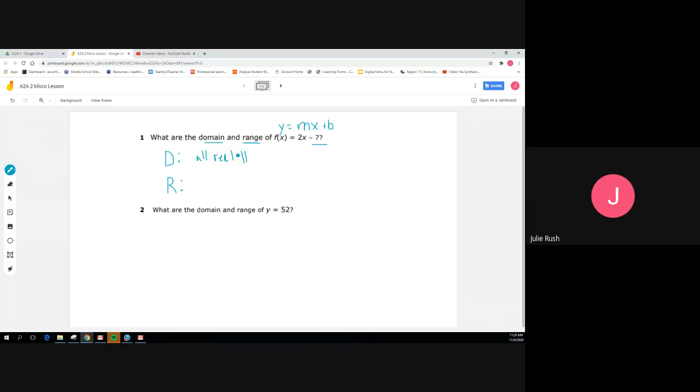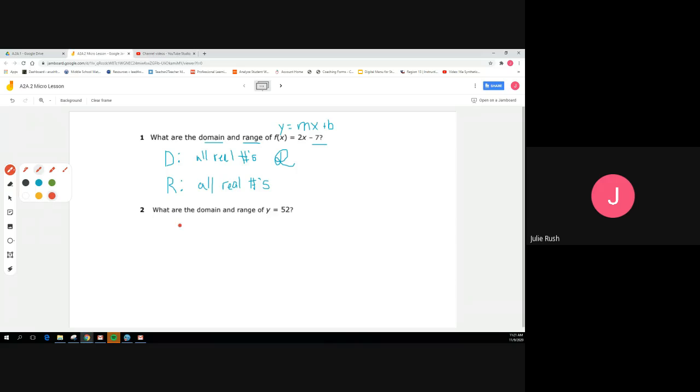You might also see a really fancy R, kind of like that. Sometimes they do that for all real numbers, or they do it in cursive, but all real numbers would be your answer for both your domain and your range, because this is a linear function that is extending infinitely in both my x-axis direction and the y-axis direction.